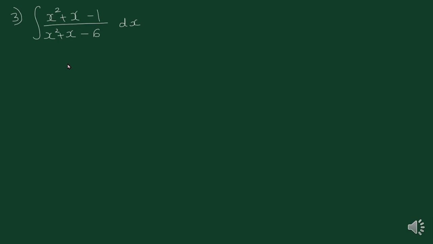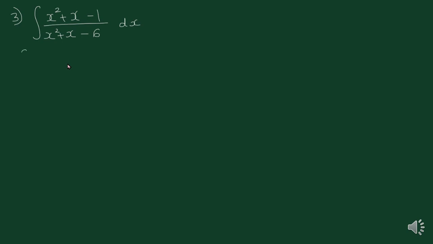The third question is the integral of x square plus x minus 1 upon x square plus x minus 6 dx. Now, in this case, we begin this way, that is, we see that the degree of the numerator and the denominator is the same. It is x square and x square down. So 2 is the degree of the numerator and the denominator.